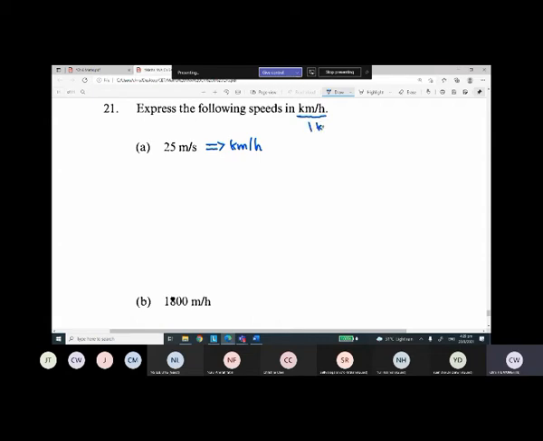1 kilometer is how many meter? 1,000, right? 1,000 meter. So if I go the other way around, 1 meter is how many kilometer? It will be 1 over 1,000, right? 1 over 1,000 kilometer. It's the other way around.